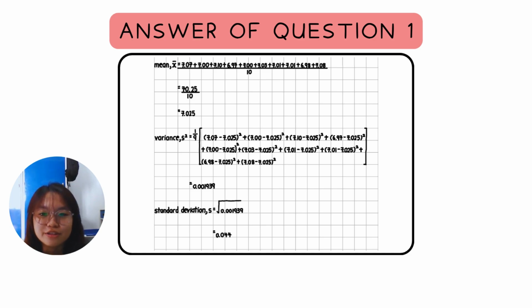To get the mean, first we need to add all the given numbers and divide by 10. So we get the mean 7.025. And before calculating the standard deviation, we need to calculate the variance first. So the variance we get here is 0.001939. And now we can calculate the standard deviation using the square root of 0.001939. So we will get the answer, which is 0.044.